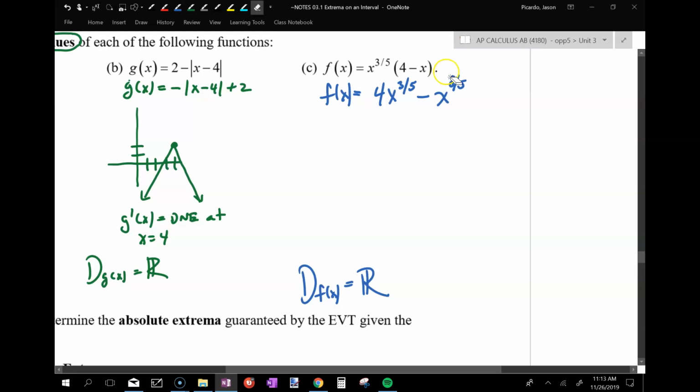So to me, that seems like a relatively simple way to take something that would be a little bit more complex and ease it up a little bit, right? Now it's just power rules, right? So my derivative is going to be 12/5 x to the negative 2/5. Right, doing a lot of fractions in my head, but minus 8/5 x to the 3/5.